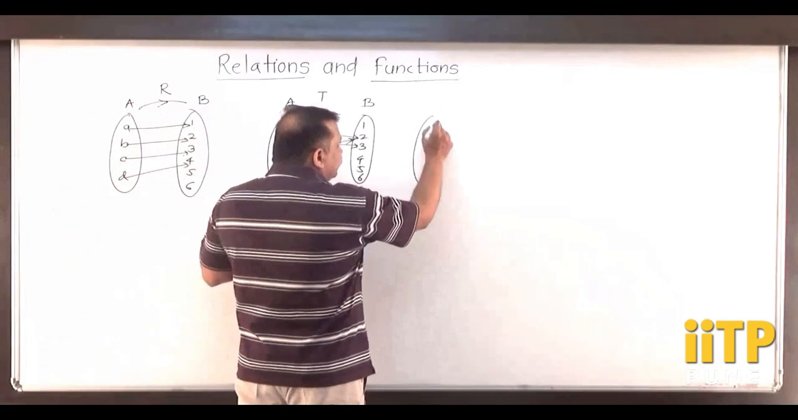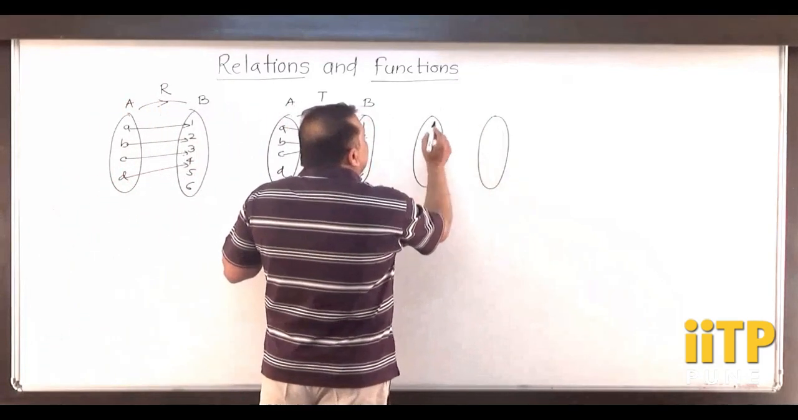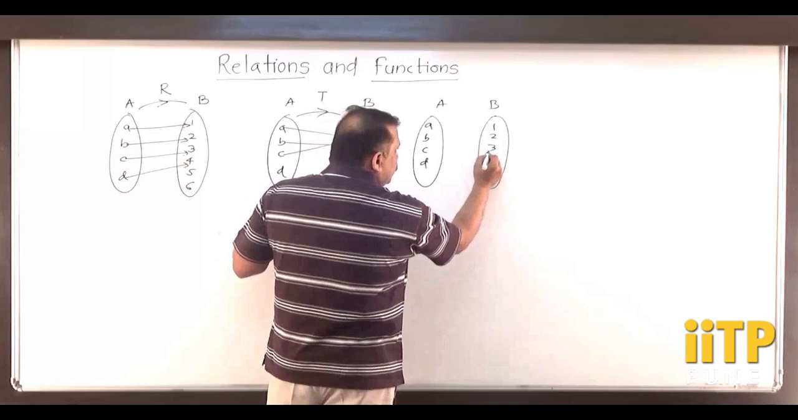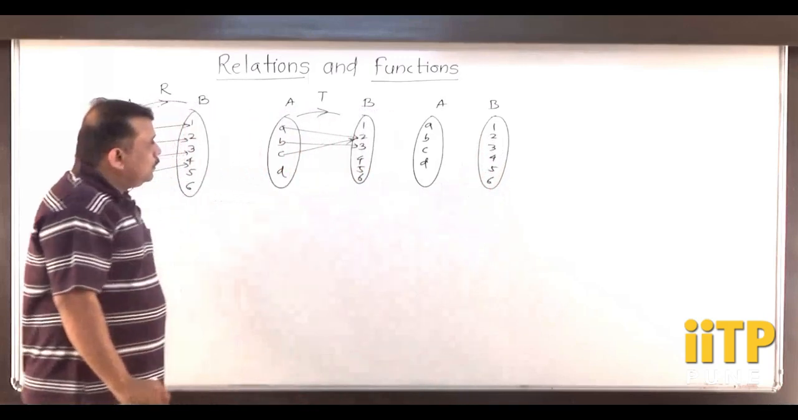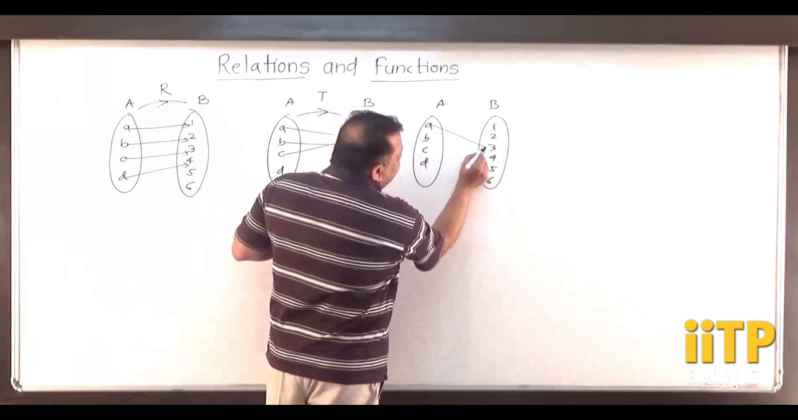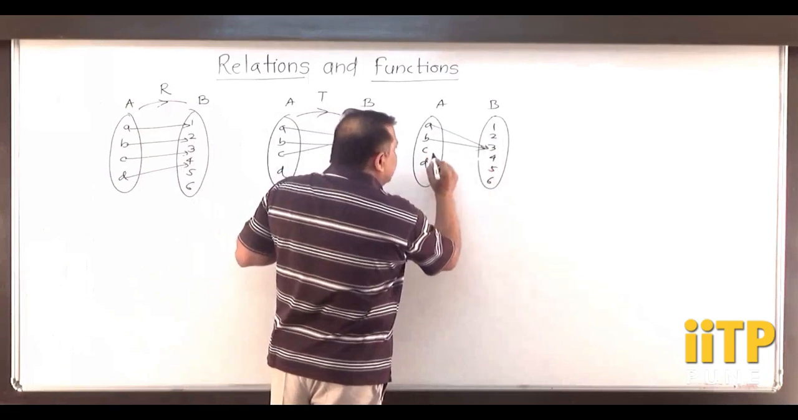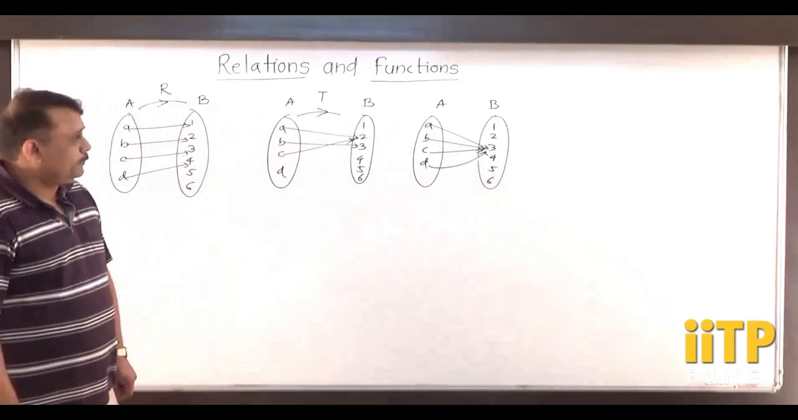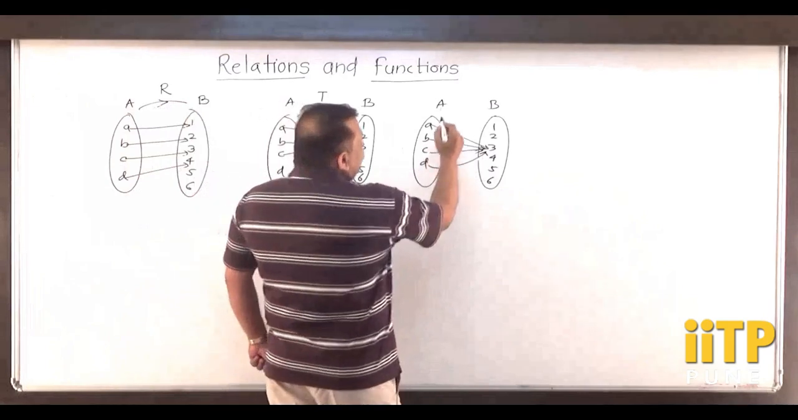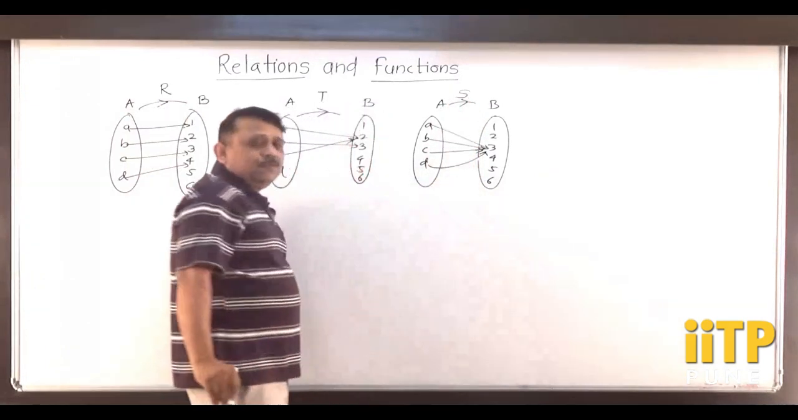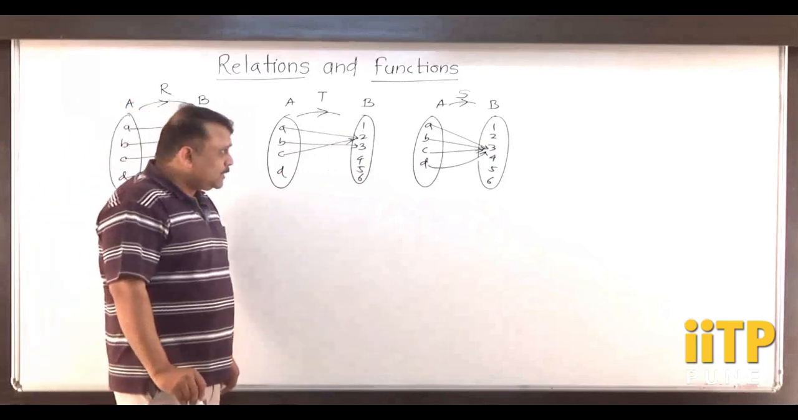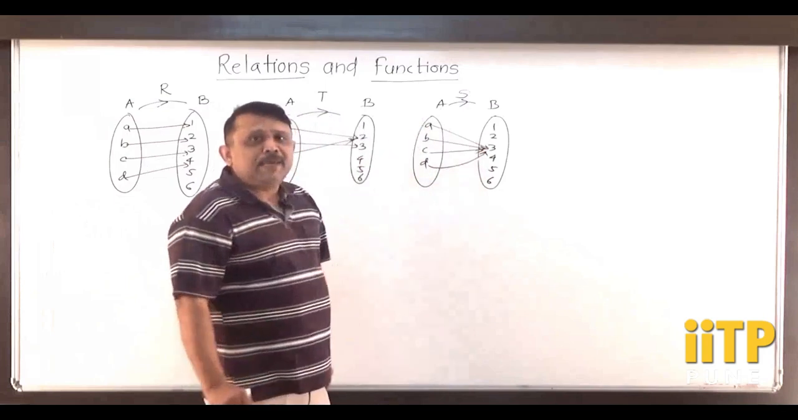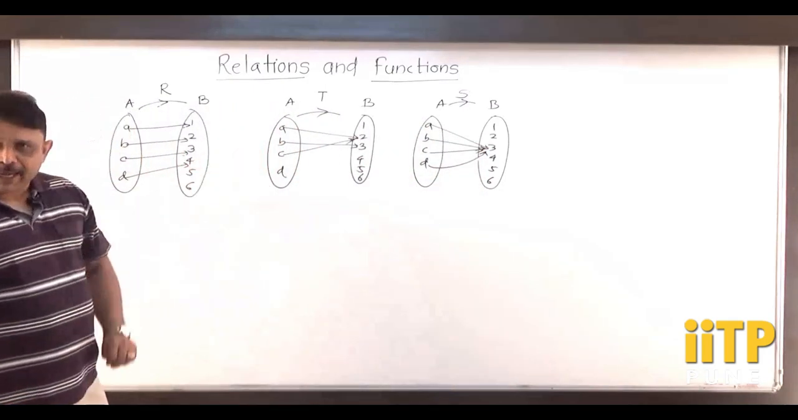Take another example. This is A, this is B, same A, B, C, D. Let me choose 1, 2, 3, 4, 5, 6. This time, A is related with 3, B is related with 3, C is also related with 3, and D is also related with what? 3. So, here, relation S from the set A to the set B exists, and all elements of capital A are related with what? The same number 3. So, this is again a relation.